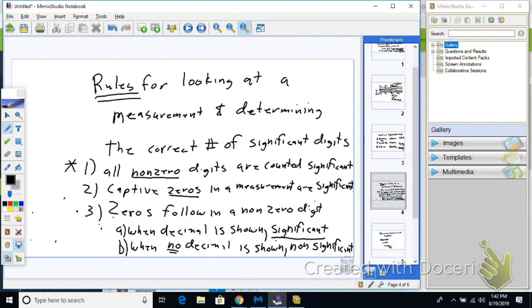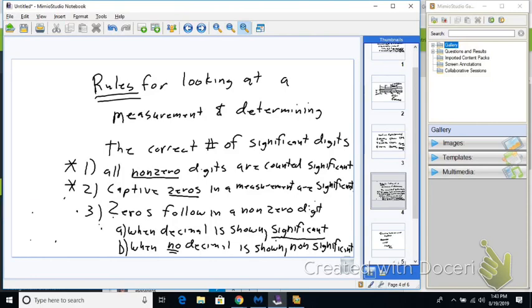Okay, the second one is pretty easy too. There are 4 scenarios with zeros. One scenario is if the zeros are captive. When I say captive, up here in the upper left, it would be like 7,007. These 2 zeros are significant, so there are 4 significant digits there. The 4 represents significant digits, without me having to write significant digits behind it each time.